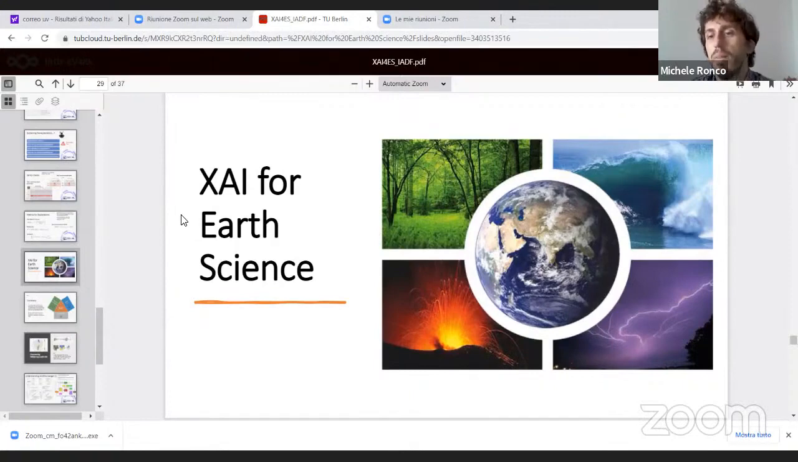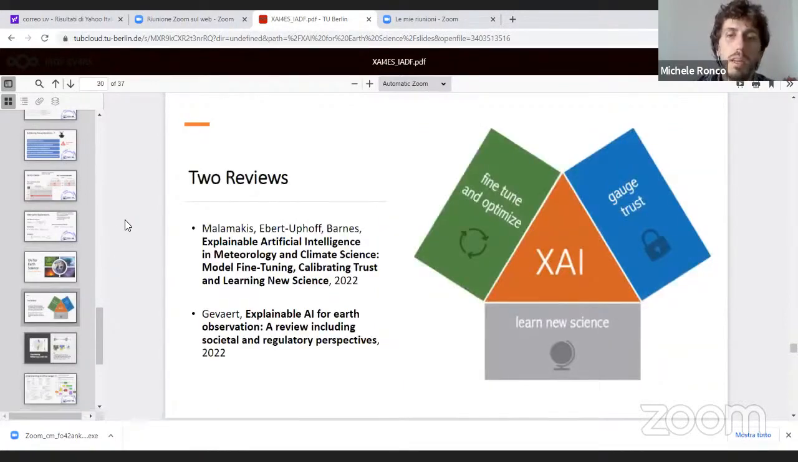In the case of earth science, but science in general, when we apply deep learning methods, in many cases we don't know the solution. And so using explainable AI can be a very powerful tool for understanding what are these new features and new patterns that the model might have figured out to solve a problem. And let me give you two references of two recent reviews, one by Elizabeth Barnes and collaborators, Explainable Artificial Intelligence in Climate Science and Meteorology, and the other one by Gevaert, Explainable AI for Earth Observation.